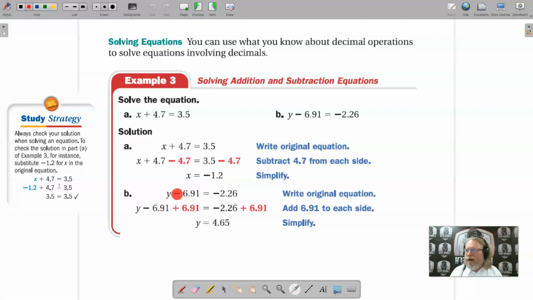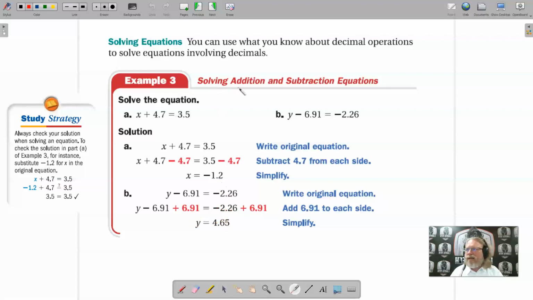On the second one, we have y minus 6.91. They don't change it to a sum, but they realize that the 6.91 is connected to the y through subtraction. The opposite operation is addition. We're going to add the very number we wish to get rid of, which is the 6.91. And what we do to one side, we're going to do to the other. And these two are going to cancel each other out because they are opposites, leaving us with just y. And the sum of these two values here is 4.65.